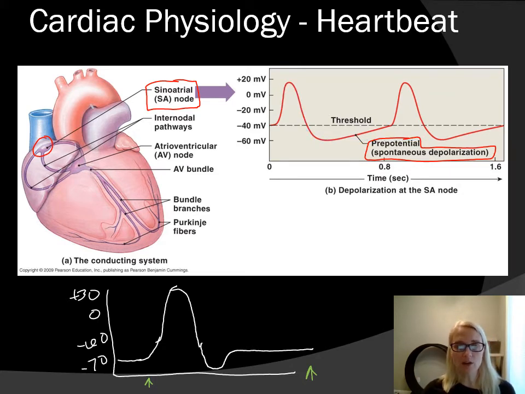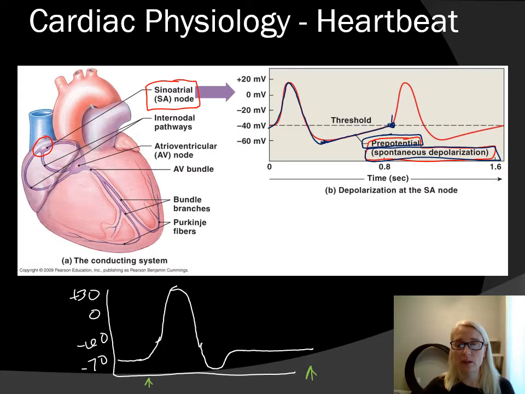Cardiac muscle cells, and especially in the SA node, do their action potential: depolarization, repolarization, back to rest. But take a look at what happens. They spontaneously depolarize, which means there's probably some leak channels going on. So it cannot maintain the resting state at -60. It slowly leaks back up to threshold without any other incoming information. And then once it reaches threshold, it does the same thing.